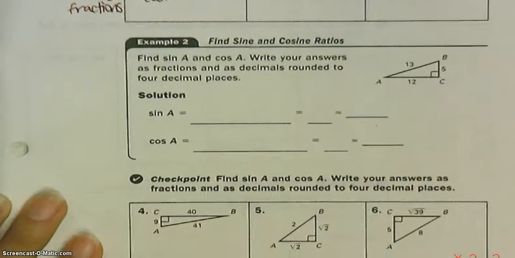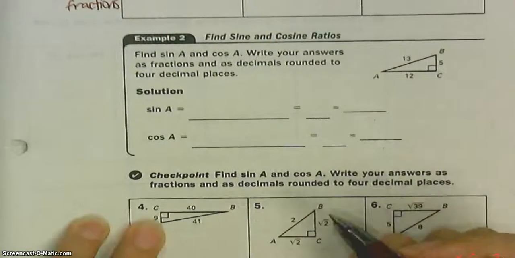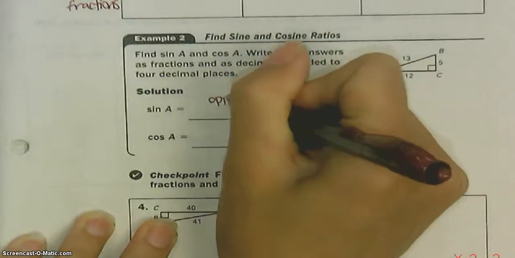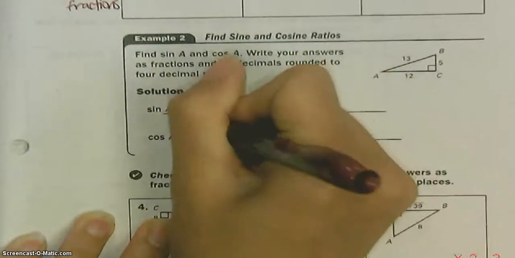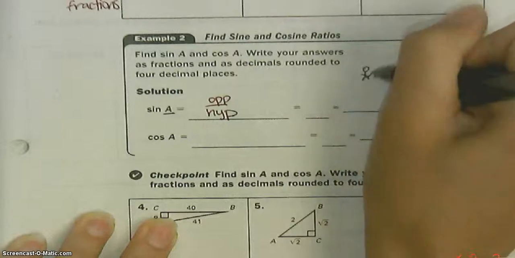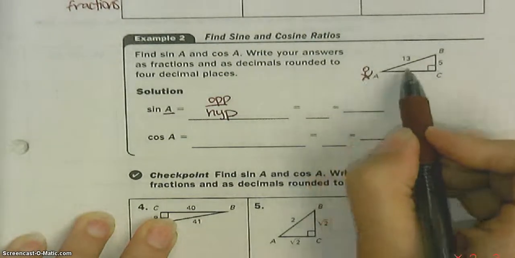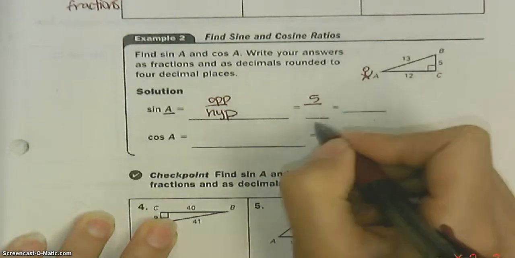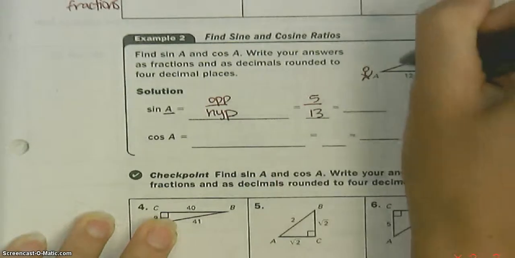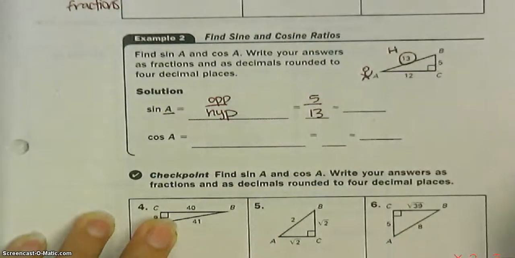All right, now we're going to do the same thing, but they want us to also write our answers as decimals. So we know sine is opposite over hypotenuse, and we're standing at A again. Opposite of us is 5, and the hypotenuse is 13. Hypotenuse is always across from the right angle.